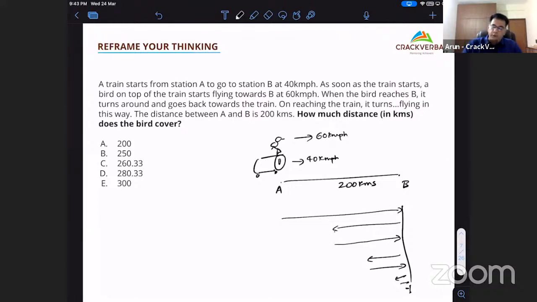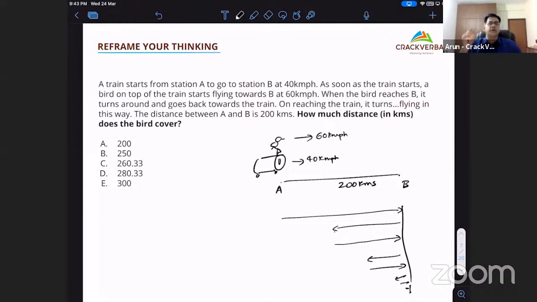Very, very simply put, if you look at it, the train will take 5 hours to reach point B, correct? Because it has to travel 200 kilometers at 40 kilometers per hour. Now the bird, irrespective of what direction it flies, the total duration of flight is 5 hours at 60 kilometers per hour. So it has to travel 300 kilometers. Therefore, answer option E. Right?